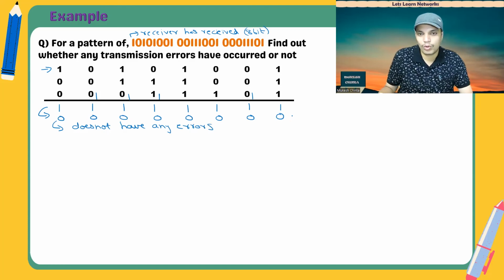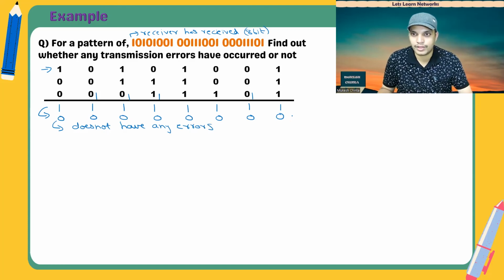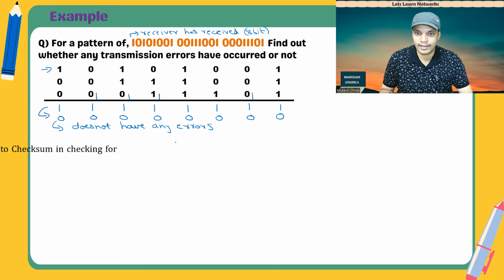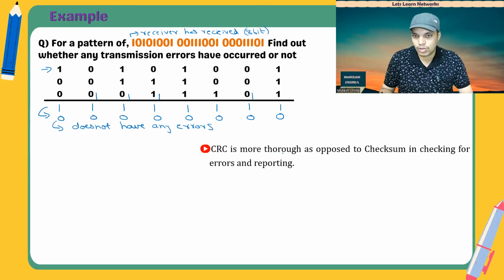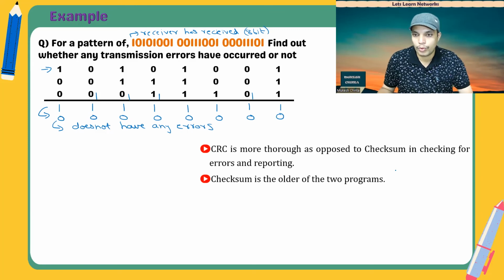So before we close checksum, let me do a quick comparison with the other error detection scheme that is used widely today, which is your CRC, cyclic redundancy check. So CRC is more thorough as opposed to checksum in checking for errors and reporting. The next thing is checksum is the older of the two schemes. Checksum is the error detection scheme that is implemented at the TCP or transport layer, in the two protocols TCP and UDP, and even in IP at the network layer.